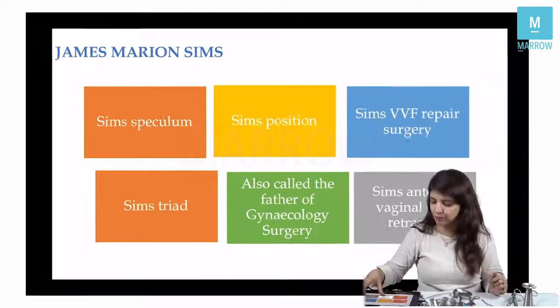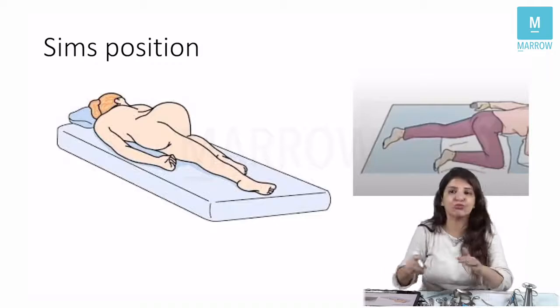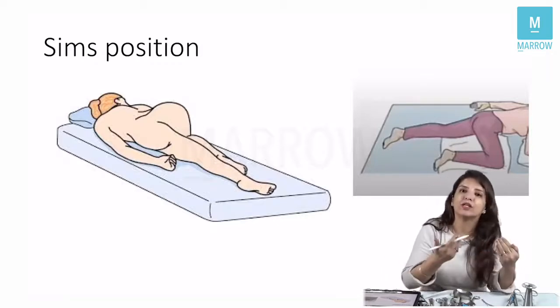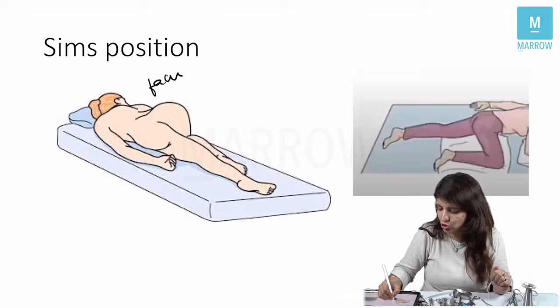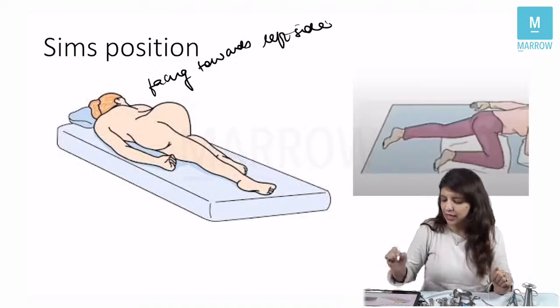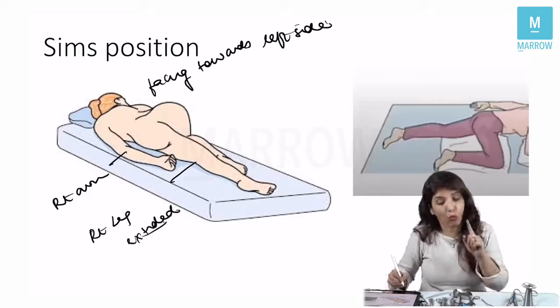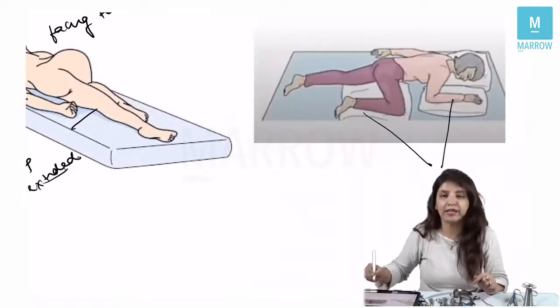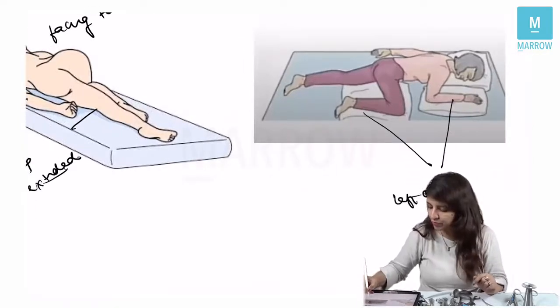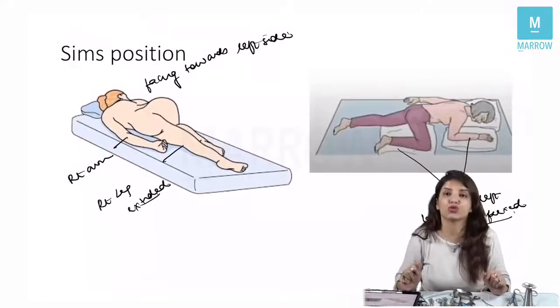Now, what is Sims position? In Sims position, you ask your patient to lie in prone position facing towards the left side, right? So, the patient has to be facing towards the left side. The right arm and right leg are extended, whereas the left arm and left leg will be flexed. Right? This position is called the Sims position.